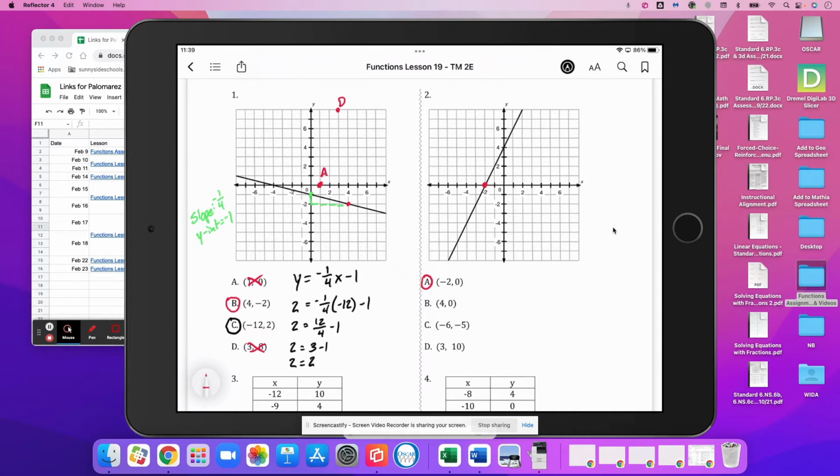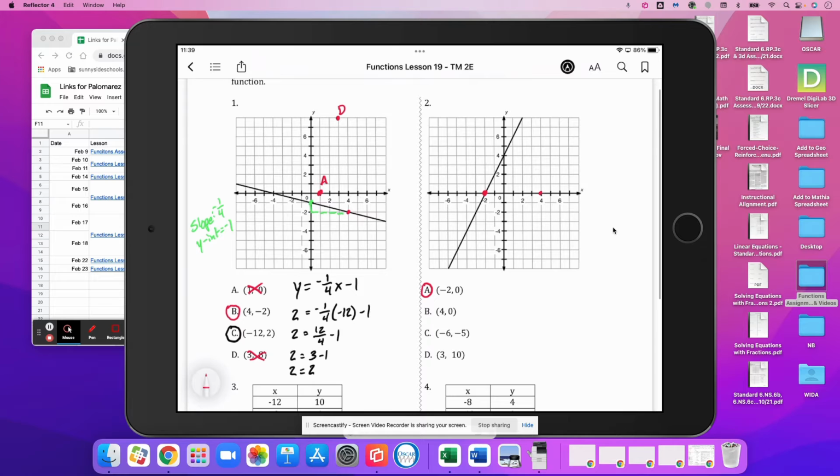So let's go ahead and test the point (4, 0). So (4, 0) is going to be right here. And that is not on the line, obviously. (-6, -5) is next. (-6, -5) is right there. And that is not on the line, so nope. And (3, 10) is not on the graph. You might be able to extend the graph and see if it's going to land there, but I'm going to go ahead and do the equation like we did on the other one.